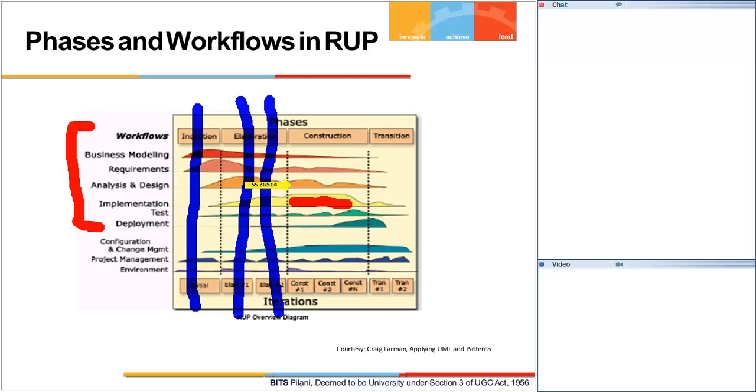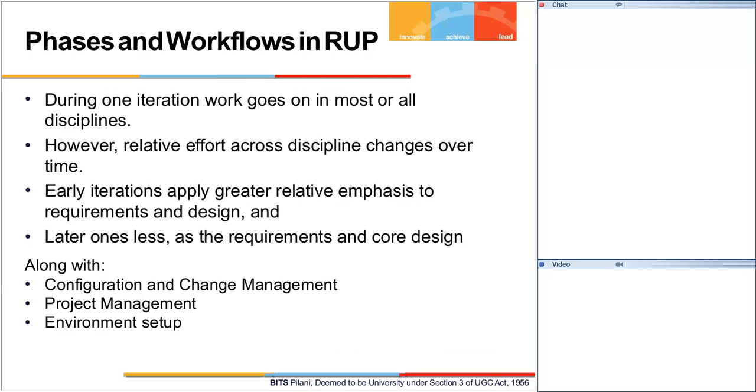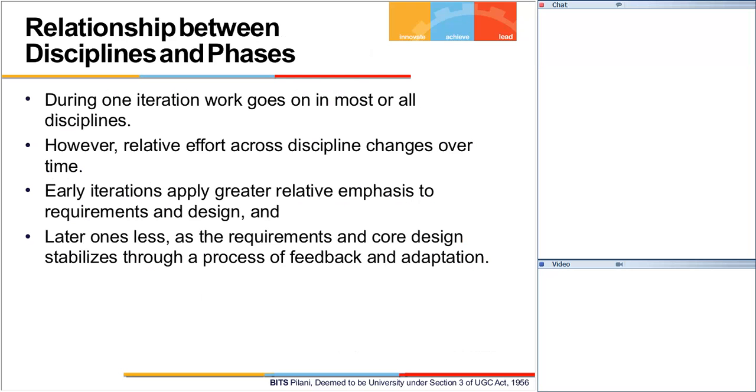I hope this clears what I'm trying to say. Let me just clear the annotation. I will still continue to explain this. So we go back to the relationship between disciplines and phases. During one iteration, work goes on in almost all or every discipline.